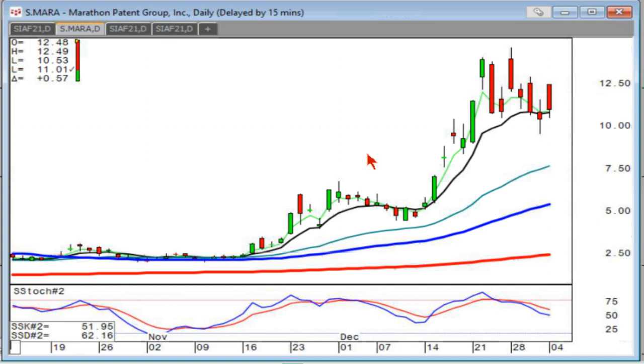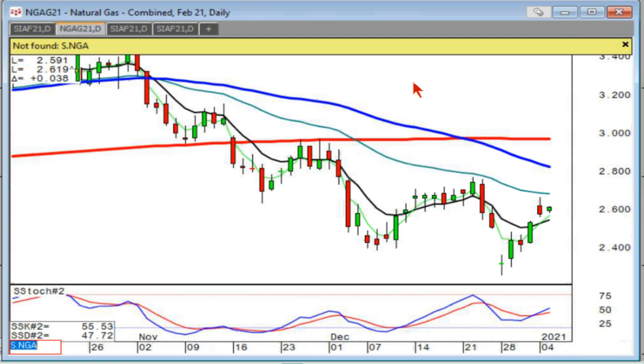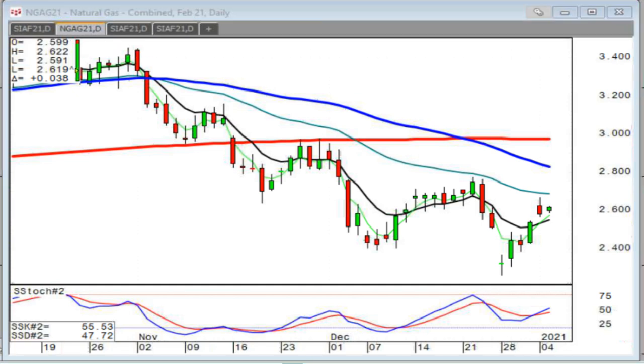Oh, yeah, but for some reason it won't come up over on this system. This is natural gas, S.NGA. Now, it won't come up over here. H contract. That hogs.